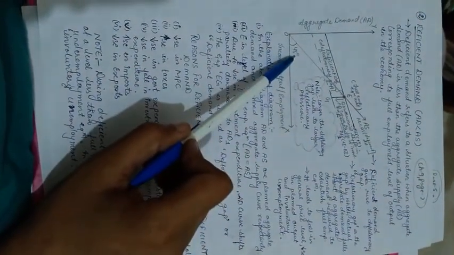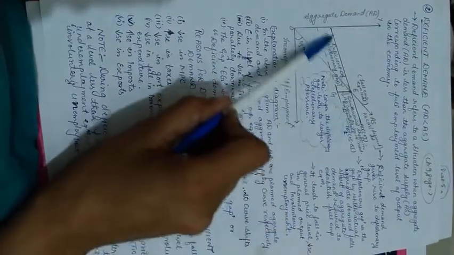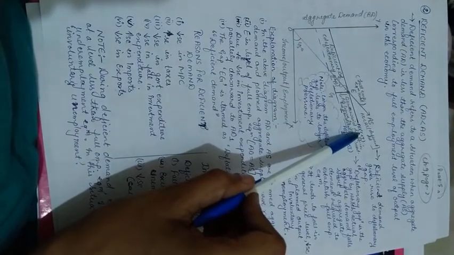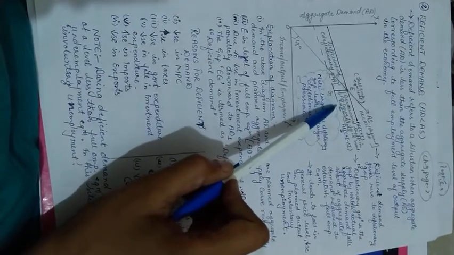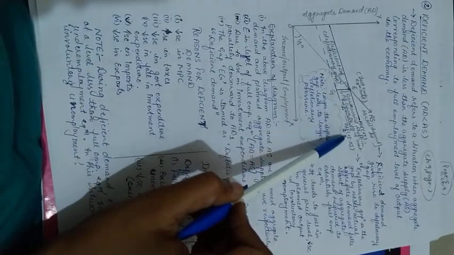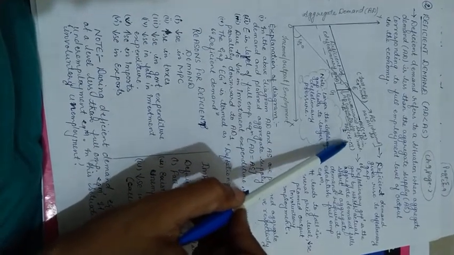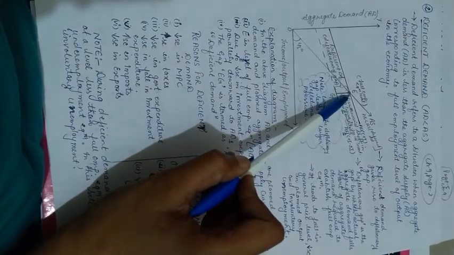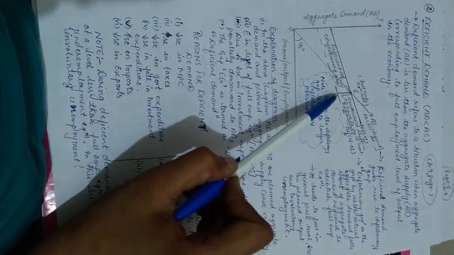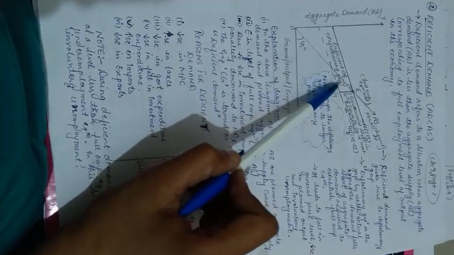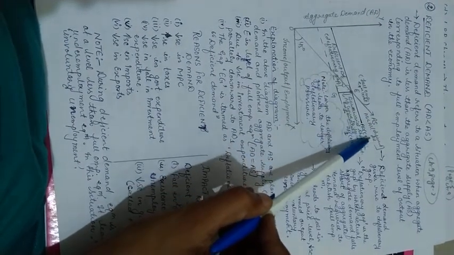Now first have a look at this diagram. This is your AS curve. This is your initial AD curve, and due to the decrease in investment expenditure, your AD curve has shifted downward to this AD dash, where it is C plus I minus delta I, because there is a decrease in investment. The gap from point E to G is your deflationary gap, and this shows the situation of deficit demand.